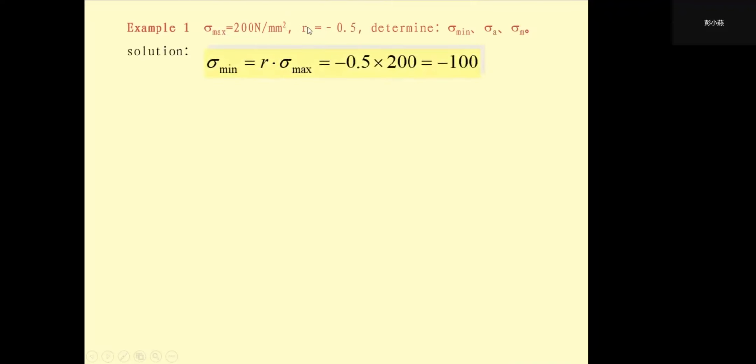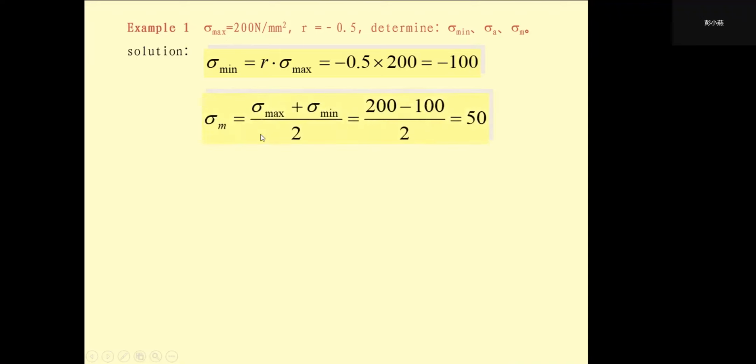The stress ratio is the minimum stress over maximum stress. So we can obtain the minimum stress use this. The stress ratio times the maximum stress. So the minimum stress is minus 100.